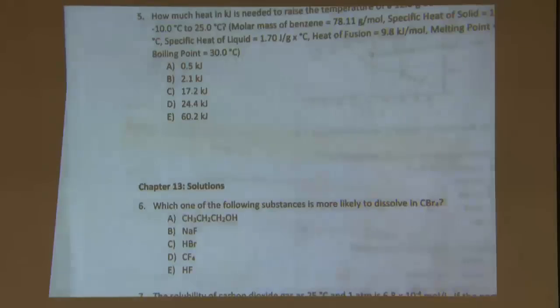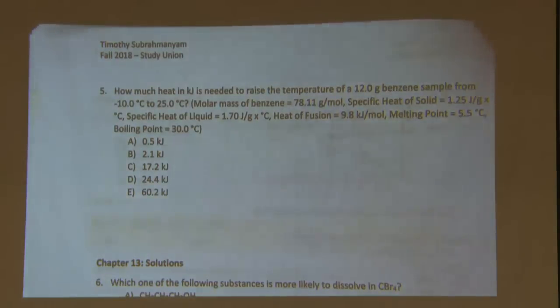Yes, Karina? Before we go on, what was Q equals MCAT again? We're actually going to get to another problem, this problem here, which talks about it a little more. So I'm going to answer your question probably by going over problem number 5. Okay.